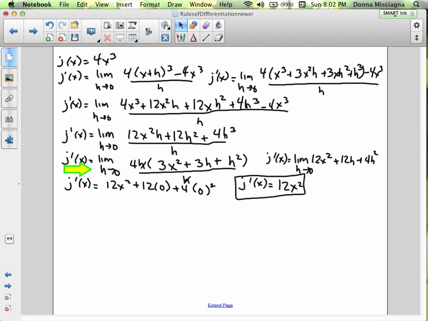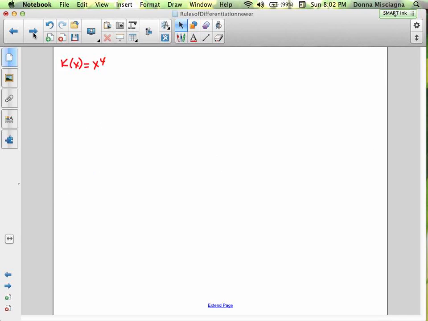So notice the original function j of x is 4x cubed. Its derivative is 12x squared. All right, I'm going to do this one with you. x to the 4th. k of x equals x to the 4th.